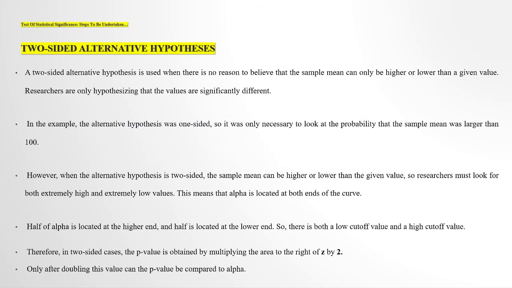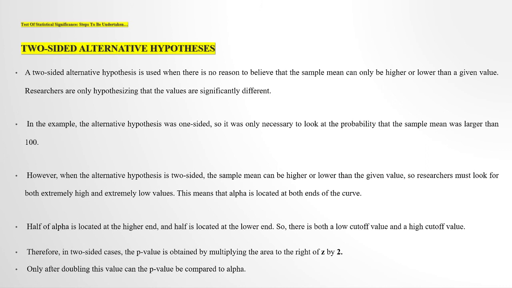This was a one-sided alternative hypothesis. What happens in the case of a two-sided alternative hypothesis, which is used when there is no reason to believe that the sample mean can only be higher or lower than the given value? So researchers are only hypothesizing that the values are significantly different. In this example, the alternative hypothesis was one-sided, so it is necessary to look at the probability that the sample mean was larger than 100, meaning we need to see the other side also.